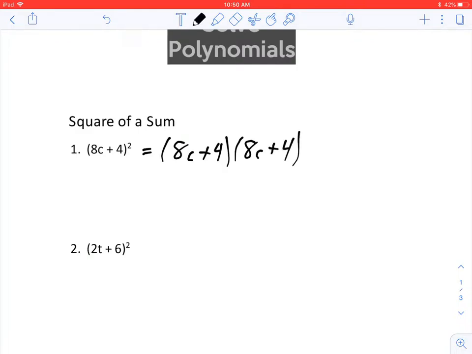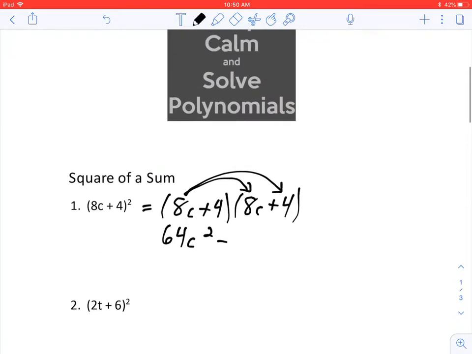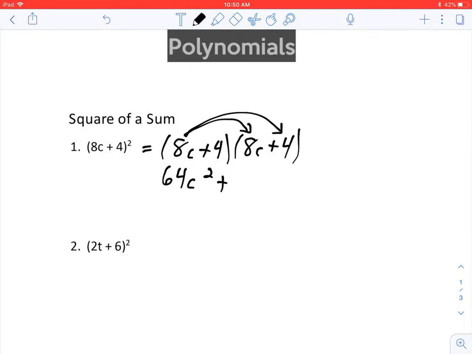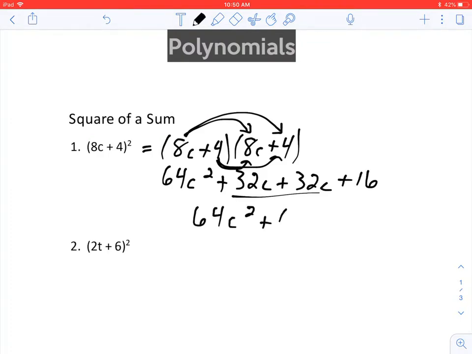Now from there, we're going to use the acronym FOIL: first, outer, inner, last. So we have the first terms, which is going to be 64c squared. Then the outer terms, 8c times 4, is going to be 32c. Then we have the inner terms, 4 times 8c, is also 32c. And last terms, 4 times 4 is 16. From there, we have these two center terms that are like terms. So we have 64c squared plus 64c plus 16. And there is our final answer.